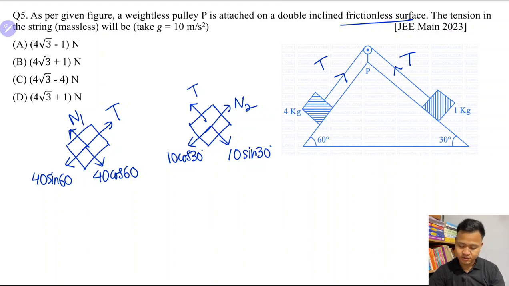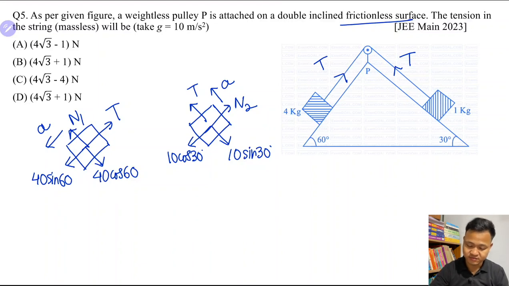Since the surface is frictionless, the blocks will move. Let's say the 4 kg block is going along this side. So we'll give it some acceleration. Let's say the 4 kg block is moving with an acceleration a, and the other one is coming with an acceleration a.